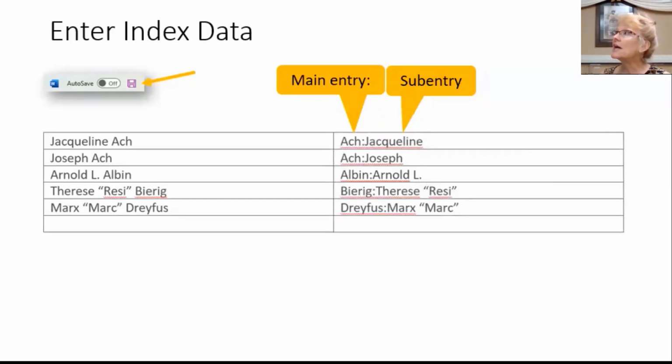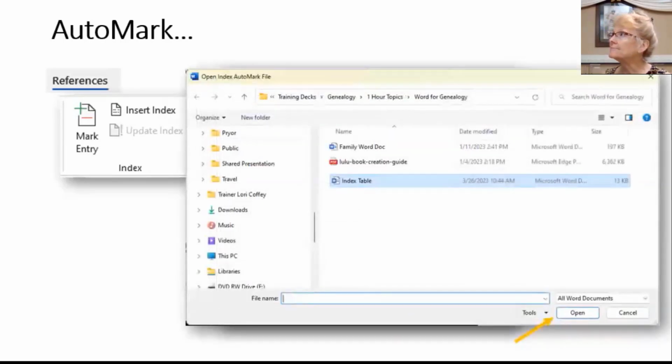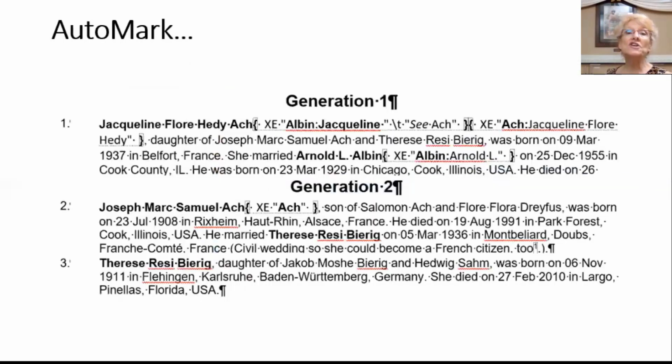When done, hit Save. Now we can go back to the Insert Index dialog box, click it, and open your AutoMark file. All the names on your list are instantly marked for you. So this is really a better way to do it if you get the concept of putting that code in without the code.